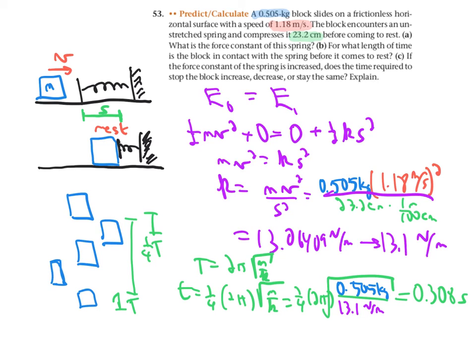And then part C: if the force constant is increased, does the time required to stop the block increase, decrease, or stay the same? The time depends only on the mass and the spring constant. We can see that it depends inversely on the spring constant, so if the spring constant gets larger in part C, the time would become smaller. K going up means T goes down, shorter time.